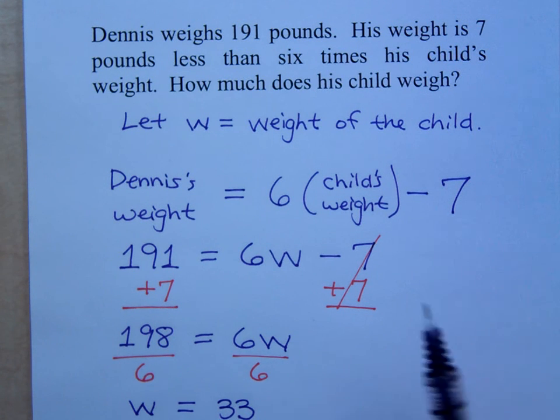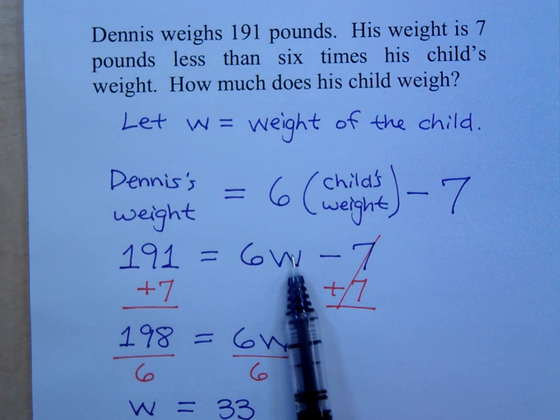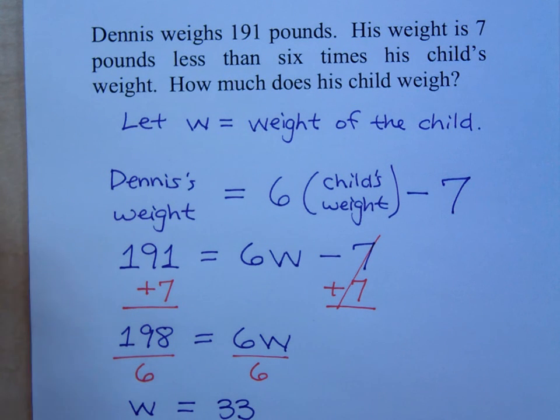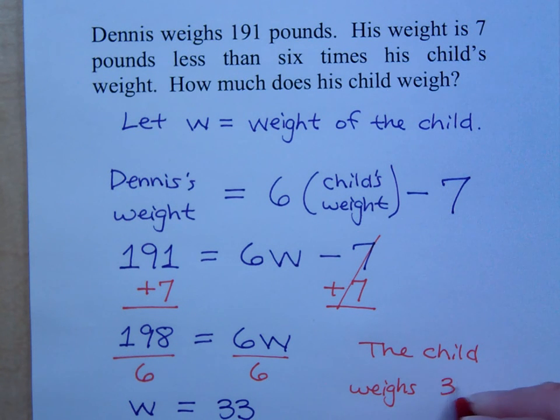And if you plug this back in up here, 6 times 33 minus 7, it's going to make sense with the word problem. So when I answer the question, how much does his child weigh, you could say what? The child's weight is 33 pounds. You can say the child weighs 33 pounds. You'll agree with that?